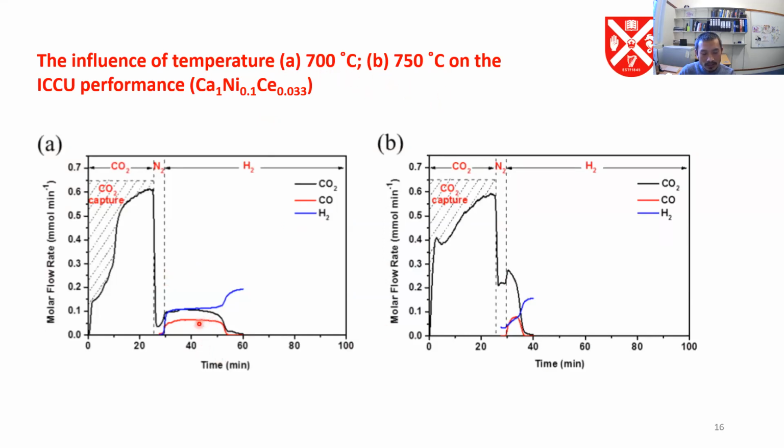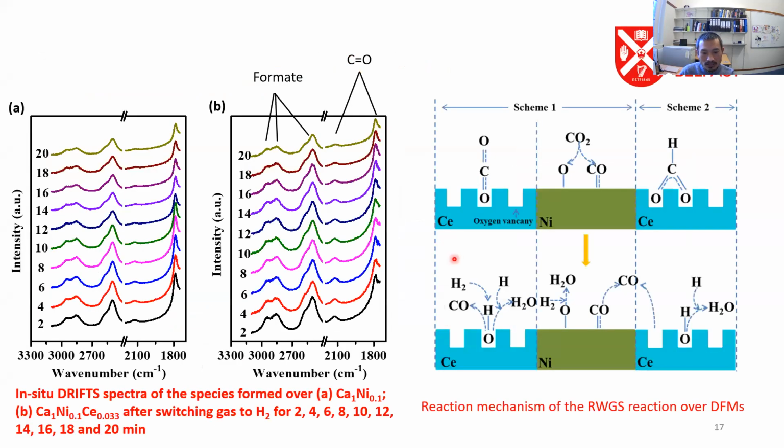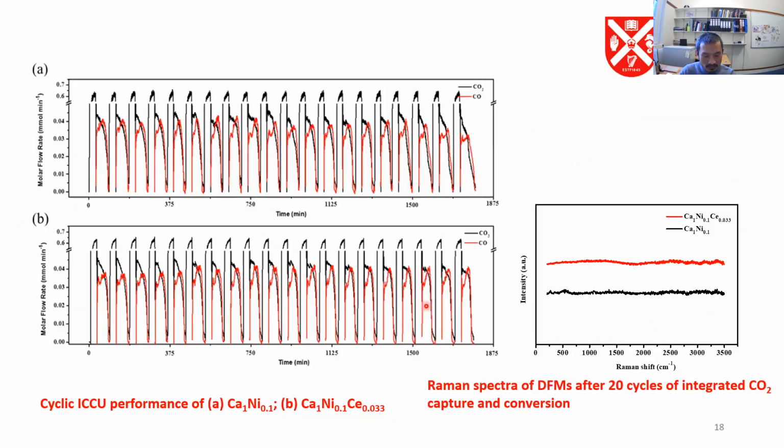It's clear that when we increase the temperature, the reaction time is shortened from 70 minutes to 50 minutes, and further to 20 minutes. So we can still produce carbon monoxide. We did some in situ FTIR analysis to confirm the reaction intermediate. So we think there are two routes for the CO formation: the redox route, and also formate formation as an intermediate.